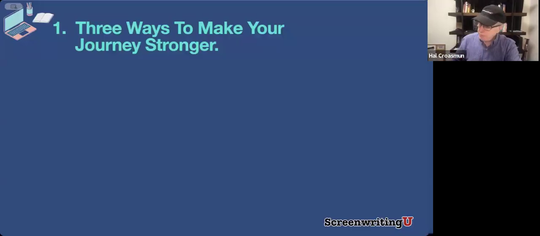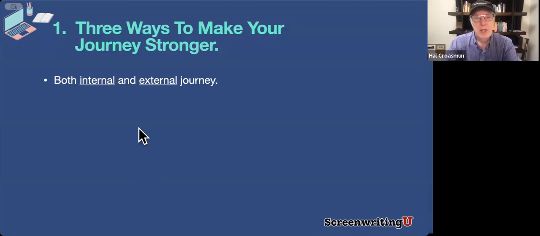And then let's take a look at some improvements here. First one, making your journey stronger. The audience comes in, they sit down to watch your movie, they connect with your lead characters in the very beginning, and now they're on this journey. And the quality of this journey is going to make the difference as to whether they live that character's story and whether they love your movie or your script or not. So this is the first thing I look at. Do your lead characters have both an internal and an external journey?